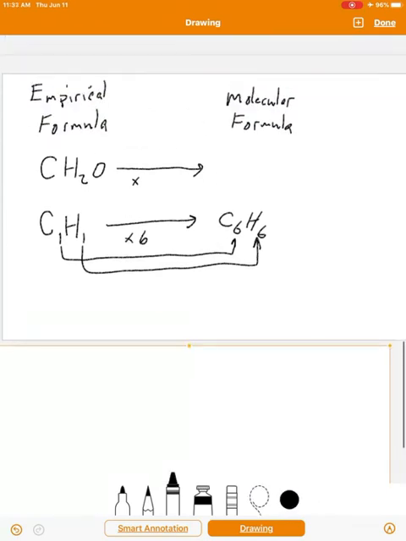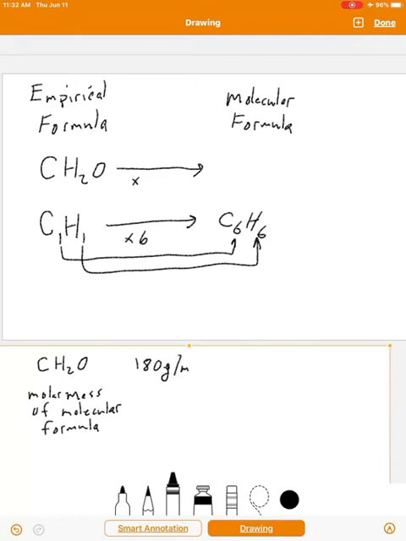Here's how we do it. When you have the empirical formula, you need an additional piece of information. It must be provided. And that's the molar mass of the compound. The molar mass of the molecular formula. If you don't have that, you can't figure out the molecular formula. You need to have this molar mass. So for glucose, I'm just going to tell you. It's 180 grams per mole.